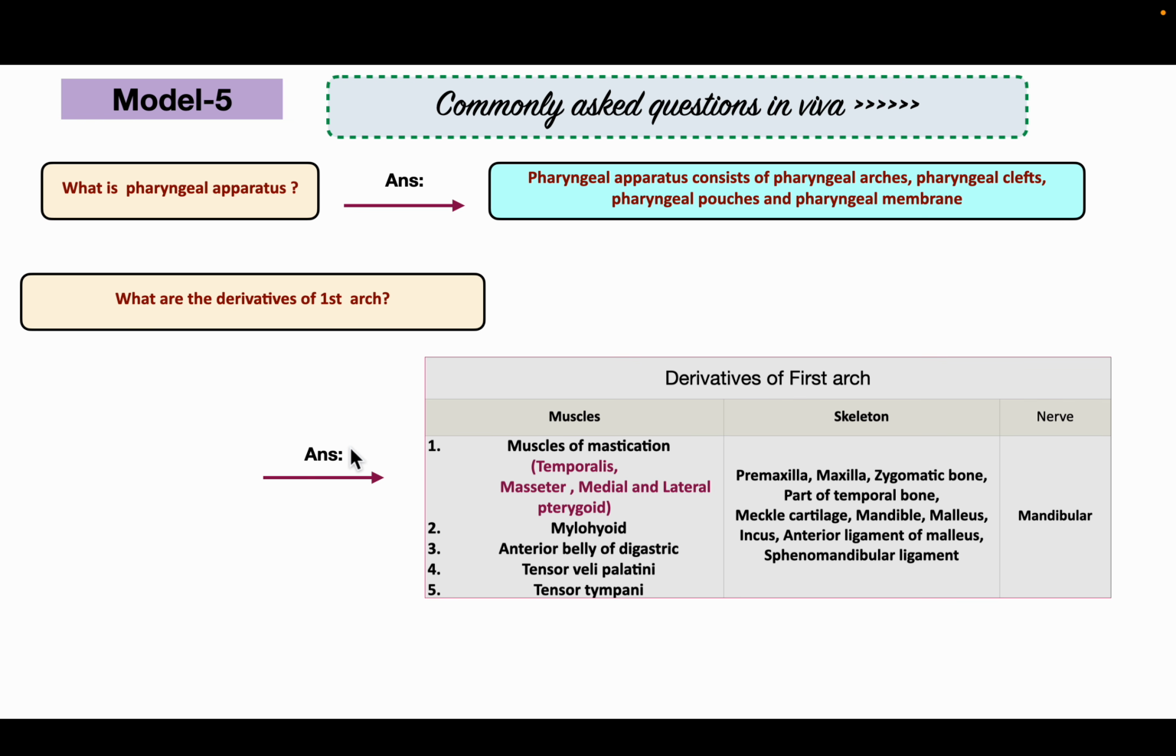Next, suppose on the model the pharyngeal arches are asked, there are chances they can ask you what the derivatives of the first pharyngeal arch are. So the answer is given over here. You should know the nerve of the first arch, which is the mandibular nerve.